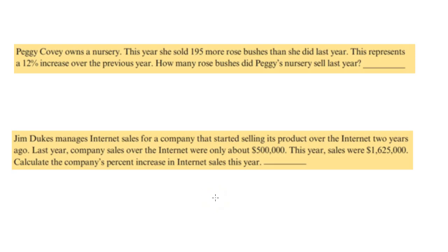All right, we're looking at increasing and decreasing percentage problems. In this case, we're only looking at increasing. These two problems are involving increasing, but decreasing is pretty much identical. So let's see how this works.